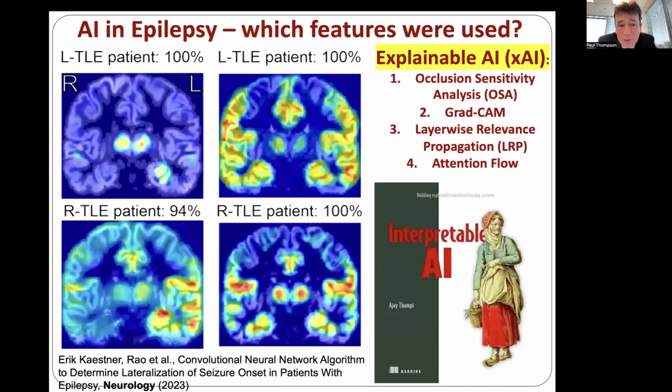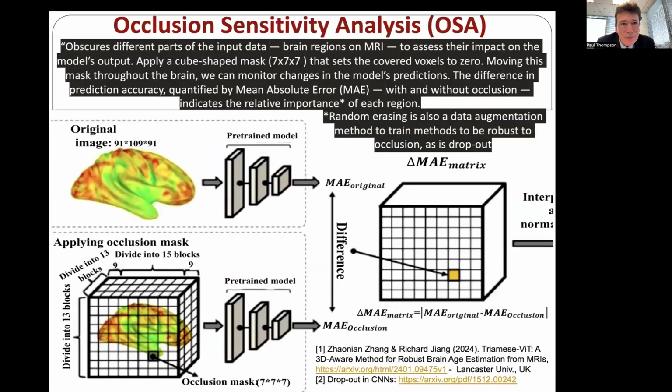You'll see sometimes those features are in the hemisphere that the seizures are beginning in. Some of the time, the hemispheres are compared. And if you want to get into this, there's a very nice book called Interpretable AI that goes into methods such as occlusion sensitivity analysis, Grad-CAM, layer-wise relevance propagation, and something that's used with transformers called attention flow.